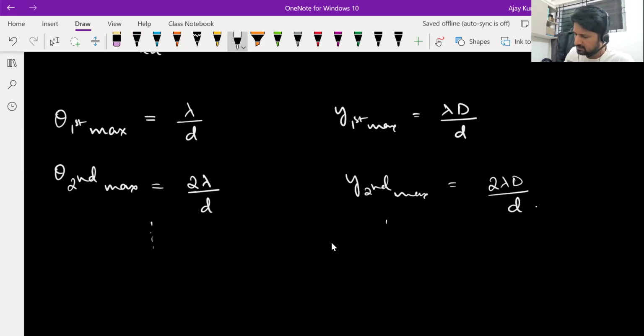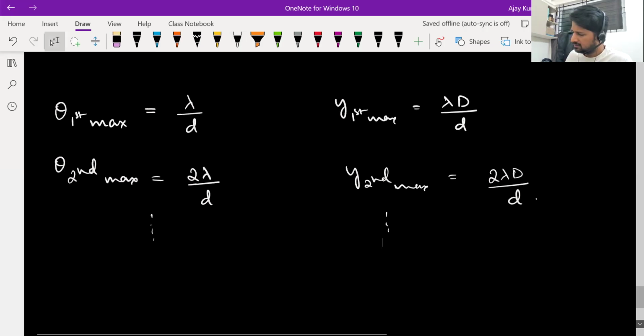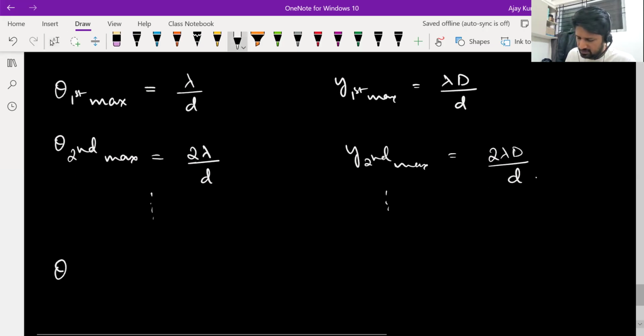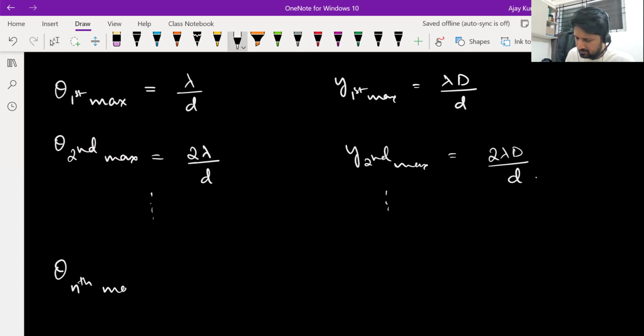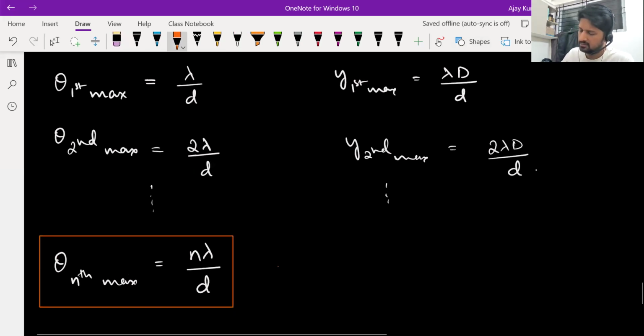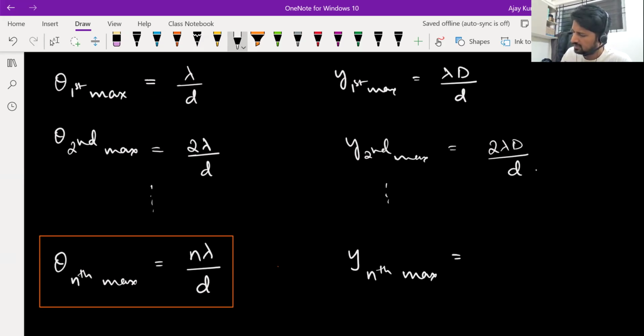We can generalize this for the nth maximum. Angular position of the nth maximum. See, first maximum path difference was lambda. Second maximum path difference was 2 lambda. Similarly, if you continue that sequence, nth maximum path difference will be n lambda, so angular position is n lambda divided by small d. That is the angular position of the nth maximum. I'll tell you why angular position is important. Next, linear position. You continue this sequence. Y coordinate of the nth maximum, you will get it as n lambda capital D by small d.